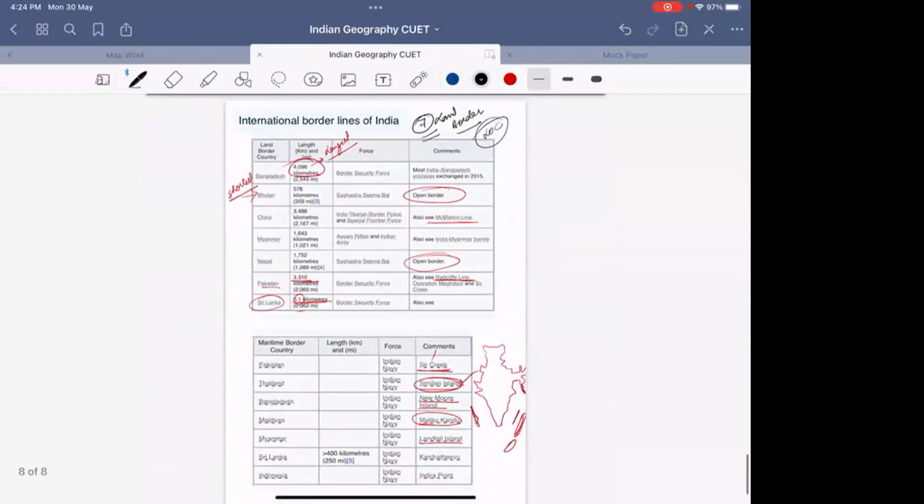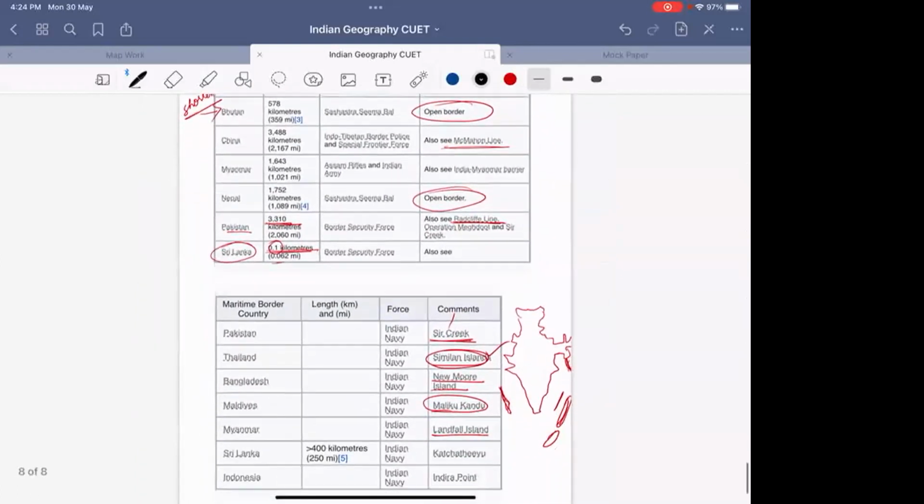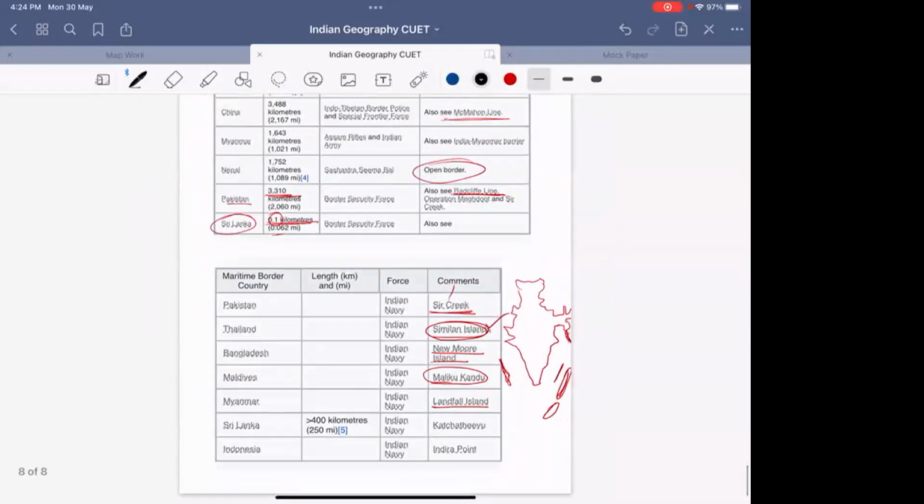So then we have Bangladesh is done. Sri Lanka, the maritime border of Sri Lanka is done. Kachativu is a place here that divides India with Sri Lanka. Here it is Palk Strait or Gulf of Mannar. You can say here there is Gulf of Mannar. It divides India with Sri Lanka.